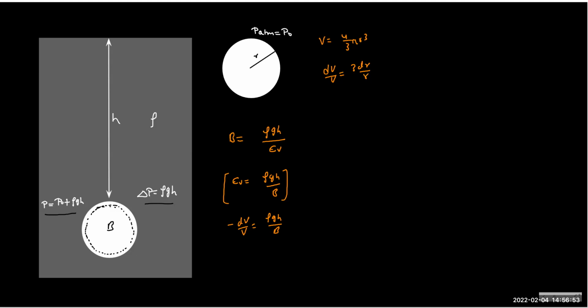And therefore, you can write from 1 and 2, minus 3 dr by r equals to... So the fractional change in the radius, or decrease in the radius, is how much?